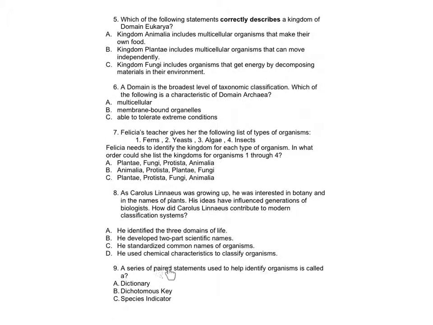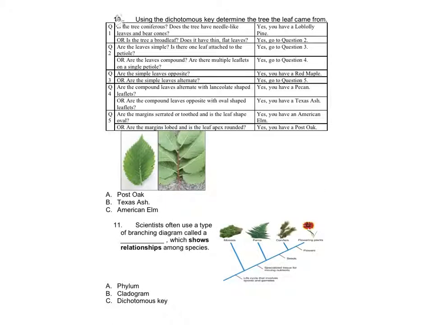Number 9. A series of paired statements used to help identify organisms is called A. Dictionary. B. Dichotomous key. C. Species indicator. Number 10. Using the dichotomous key, determine the tree the leaf came from. A. Post oak. B. Texas ash. C. American elm.